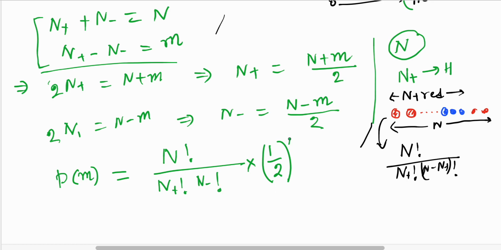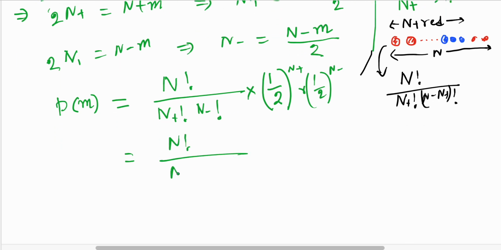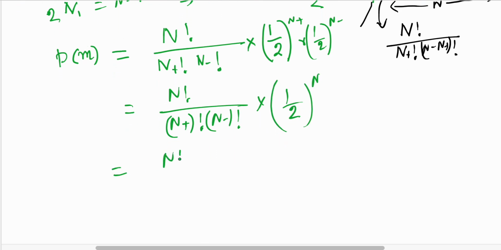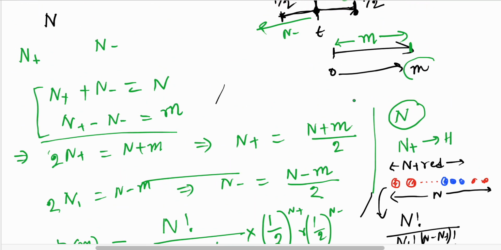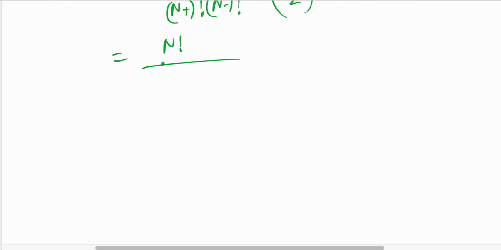So that will be (1/2) to the power n plus times (1/2) to the power n minus, and we know that n plus plus n minus equals n. So we will use here n factorial by n plus factorial n minus factorial, into (1/2) to the power n plus n minus, that is n. And here if we put that, we know that n plus is equal to (n plus m) by 2.